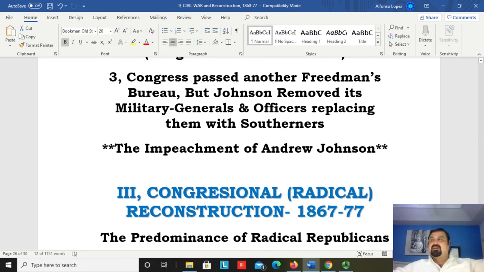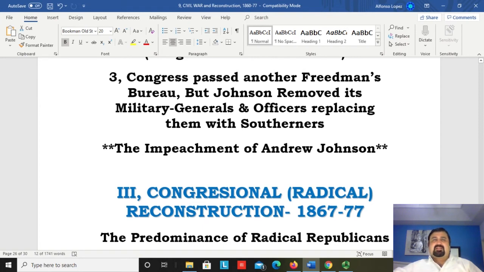In other words, the Freedmen's Bureau is not going to be led by Northerners. There are going to be Southerners in charge of the Bureau. So once you do that, the Bureau will be totally useless, because it's going to be governed by the same people that are blocking Reconstruction, of course. So this was the last straw that broke the camel's back, in other words.